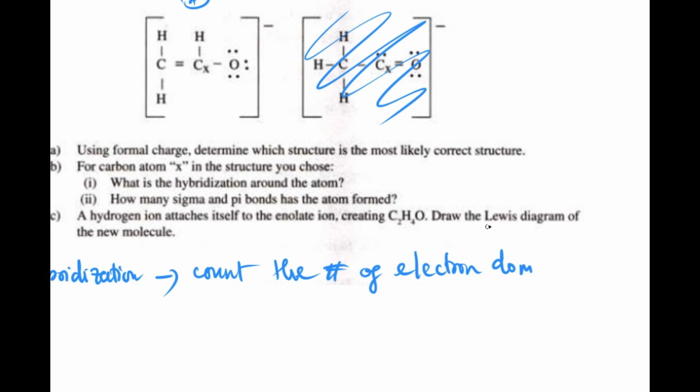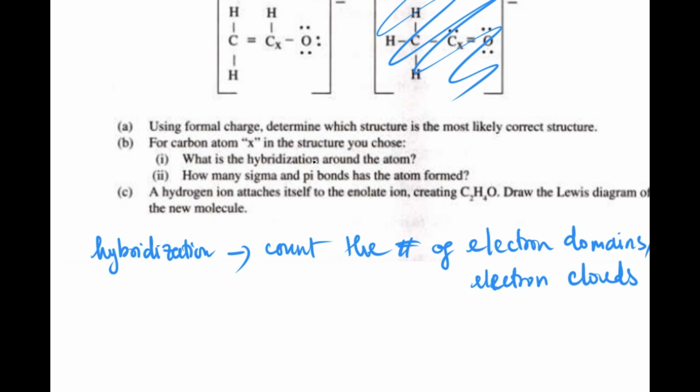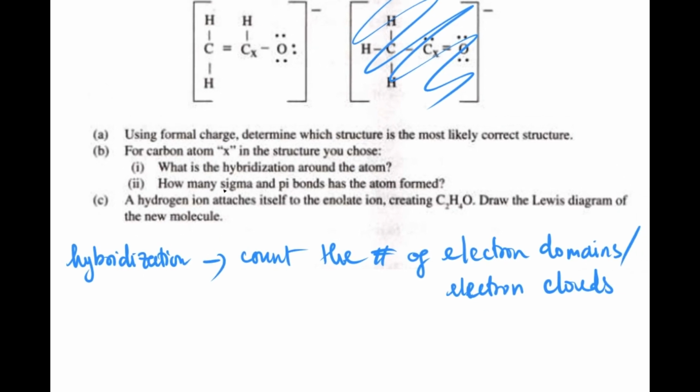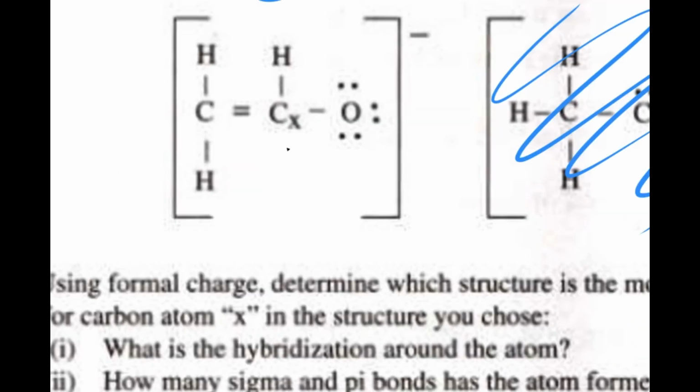In some textbooks or sources online, they might call it electron clouds. And in my previous video on molecular geometry, I also called that electron clouds. But basically, it can be the areas that have electrons. And we're going to find it out. So let's look at this element X right here.